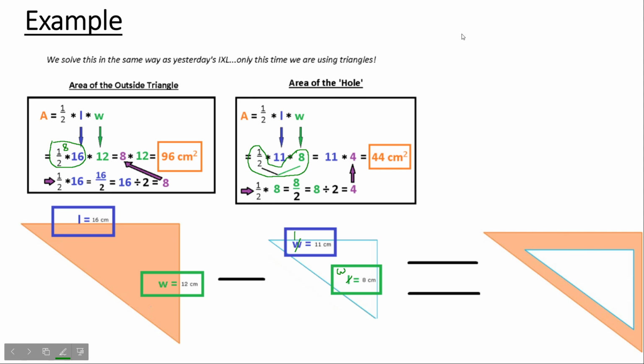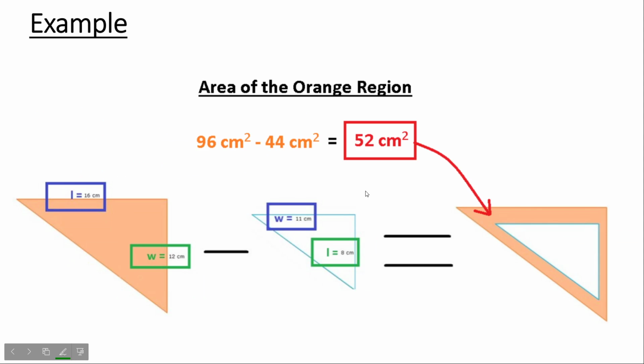Now, there's one last step. We need to take this area and this area and subtract. And that's what we'll get here. So we find the area of the outside triangle, subtracted the area of the hole. The area of the outside was here, the area of the hole was here. Go ahead and find the difference. And that leaves you with the area of this outside orange region we see here, which is what they're looking for in the IXL. So this will give you 52 square centimeters.